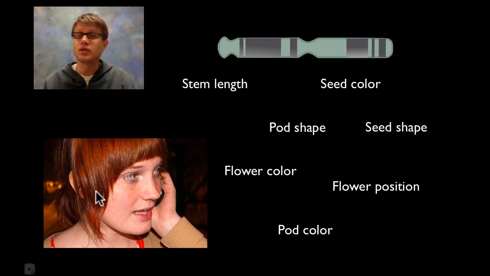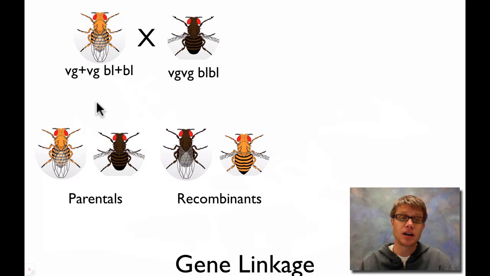We know that some genes flow together, like freckles and red hair, and that's because those two genes are going to be found on the same chromosome. This is the experiment that showed Thomas Hunt Morgan how this works. It's a little bit confusing, but I think you can do it.